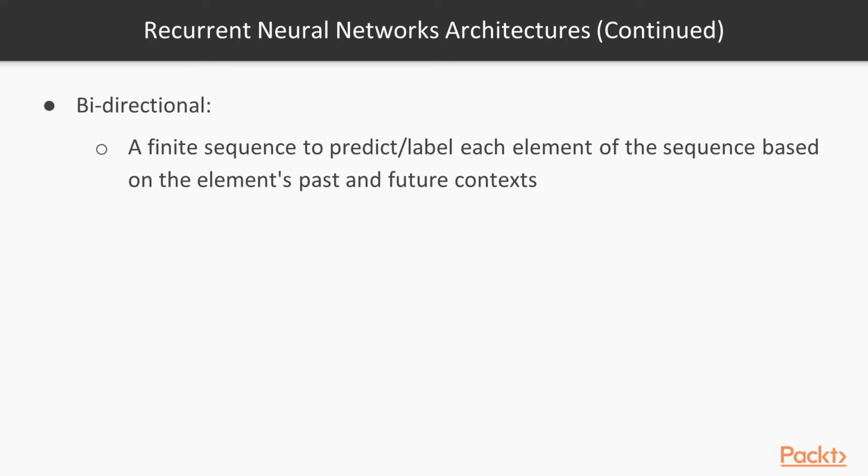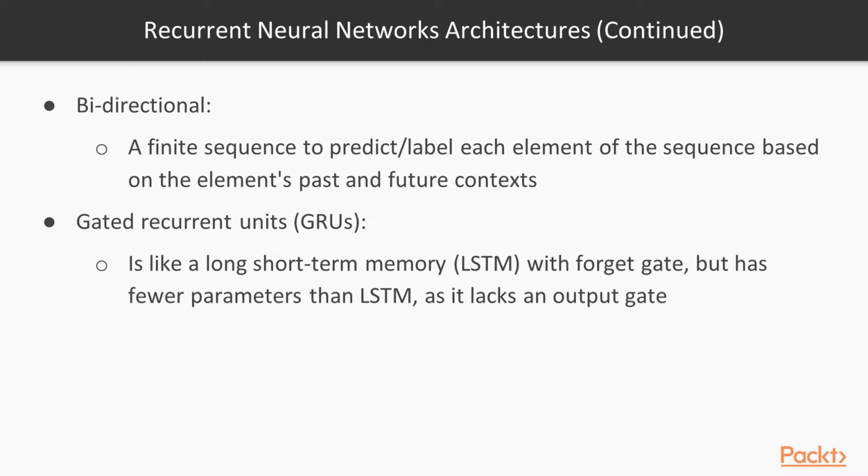Bidirectional. Bidirectional RNN uses a finite sequence to predict or label each element of the sequence based on the element's past and future context. Gated recurrent units, GRUs. The GRU is like a long short-term memory, LSTM, with a forget gate, but has fewer parameters than LSTM as it lacks an output gate. Lastly, let's discuss a few applications of RNN.